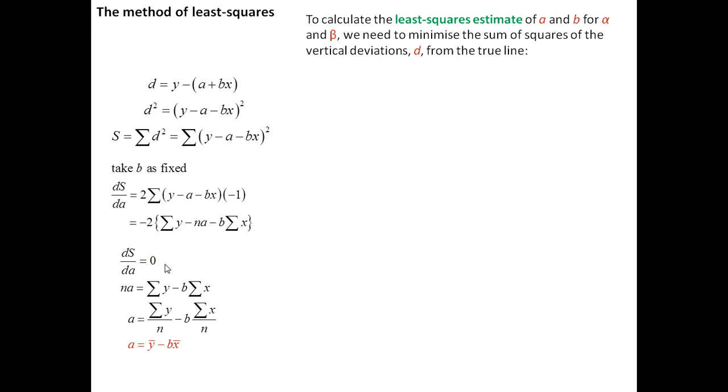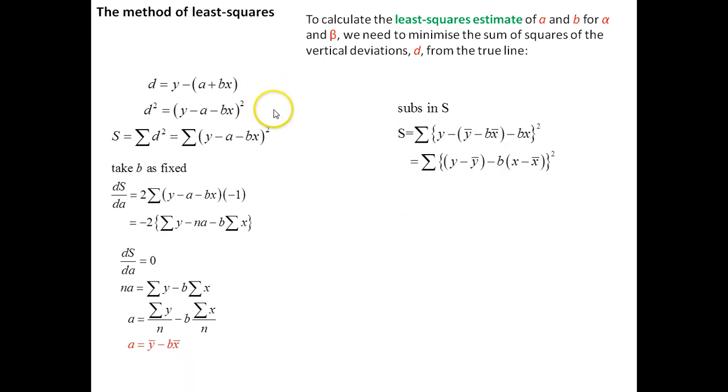Now, I need to minimize, so I'm going to put that equal to 0. So I can divide by the minus 2, because it's equal to 0. Then take the na to one side. Then I've got na is equal to sigma y minus b times sigma x. If I divide by n, I've got a is sigma y over n minus b times sigma x over n. And sigma y over n is the mean of the y, and sigma x over n is the mean of x. So my a is equal to y bar minus b x bar. So we are going through the mean of the x's and the y's. So that's the equation I've got for a.